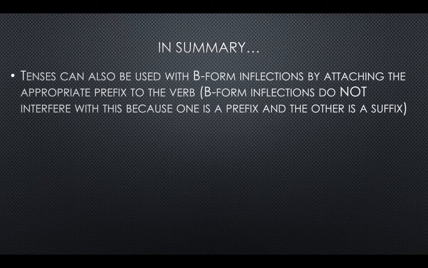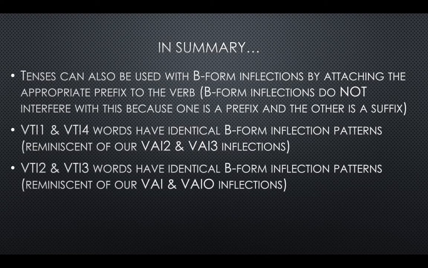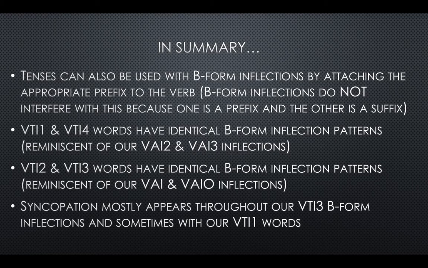Tenses can also be used with B form inflections by attaching the appropriate prefix to the verb. B form inflections do not interfere with this because one is a prefix and the other is a suffix. VTI 1 and VTI 4 words have identical B form inflection patterns reminiscent of our VAI 2 and VAI 3 inflections. And VAI 2 and VAI 3 words have identical B form inflection patterns reminiscent of our VAI and VAIO inflections. Syncopation mostly appears throughout our VTI 3 B form inflections and sometimes with our VTI words that we took up with our syncopation notes.